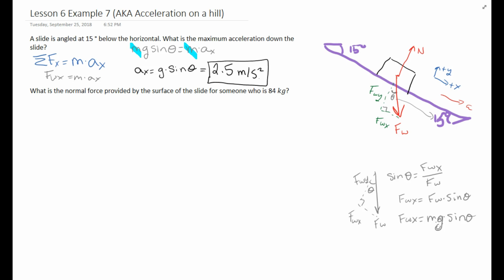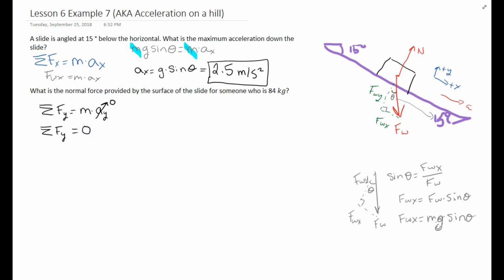Now we're able to talk about the second part. What is the normal force provided by the surface of the slide for someone who is 84 kilograms? Remember, a normal force is in the y direction. So we're looking at the fact that the sum of my forces in the y direction is equal to my mass times my acceleration in the y direction. Well, I have acceleration along the surface of the ramp, but not perpendicular to the surface of the ramp. As a result, my acceleration in the y direction is 0. So the sum of my forces in the y direction is 0.